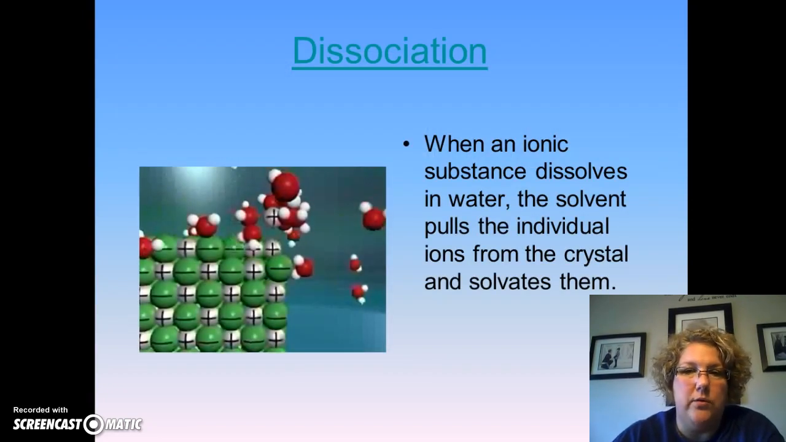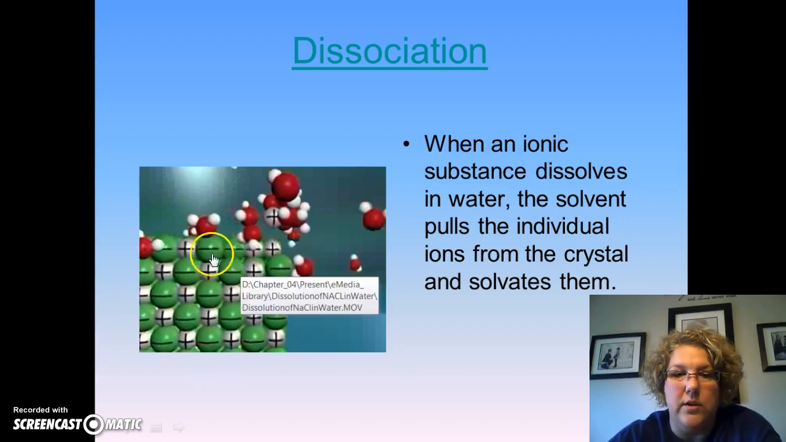Alright, the fancy word for dissolves is dissociation. When an ionic substance dissolves, it's called dissociated. What that means is the ions in the ionic compound disassociate. They separate from one another. The solvent actually pulls the individual ions from the crystal and solvates them.